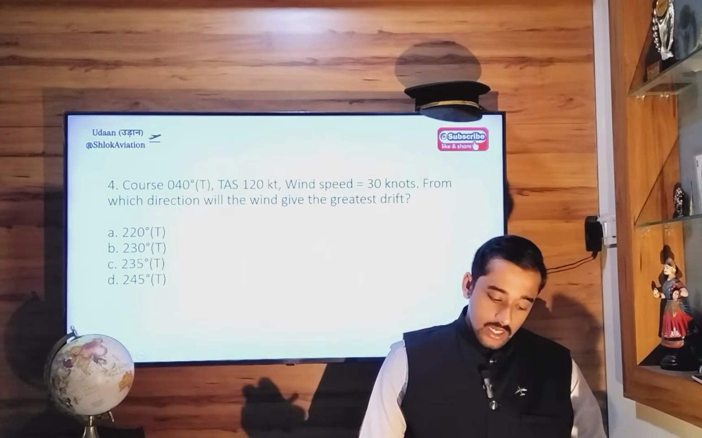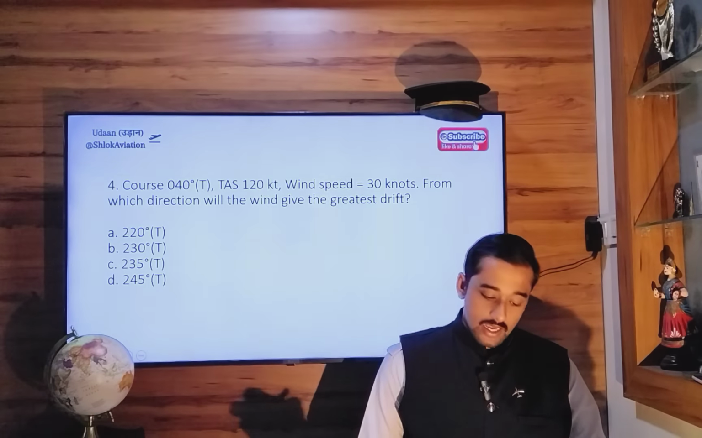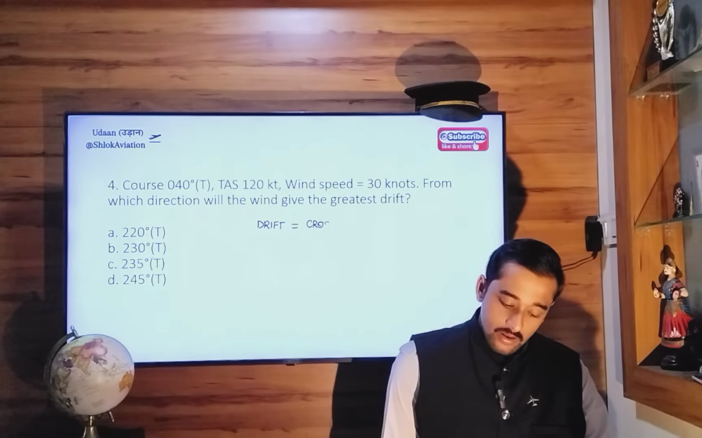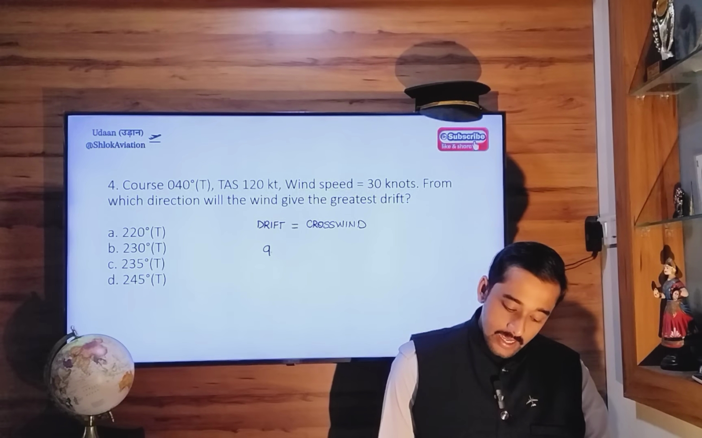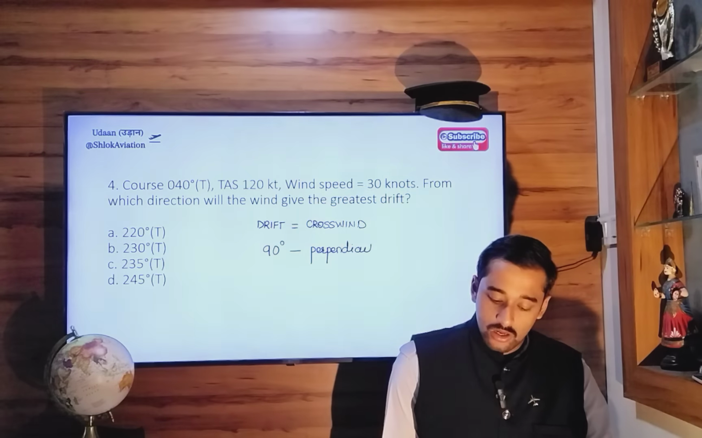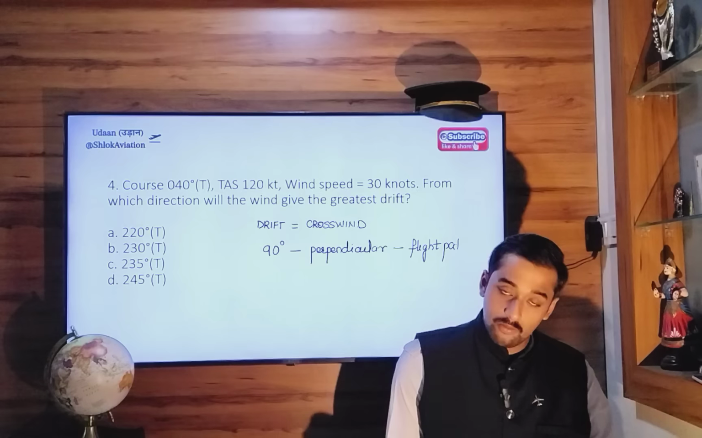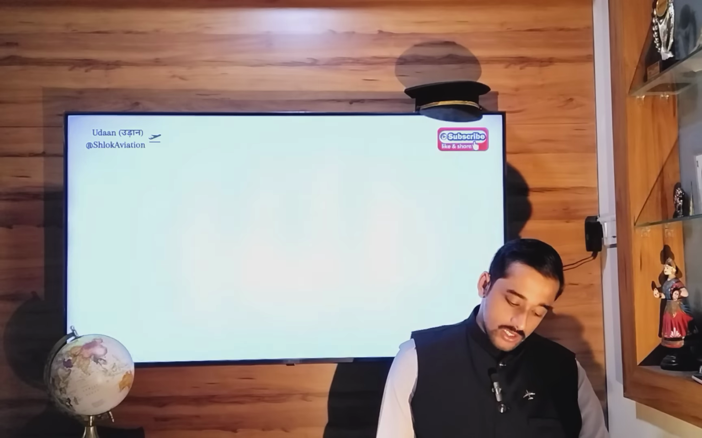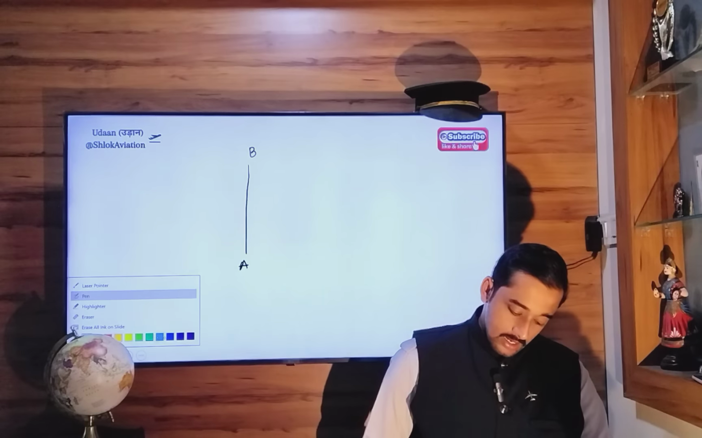Question number 4 now. Course, speed. What direction will the wind give greatest drift? Now drift means crosswind. You will get maximum crosswind when the wind is coming at an angle of 90 degrees, perpendicular to your flight path, to your track, to your runway, etc. That means if point A to point B is your course, the wind should come directly at 90 degrees.